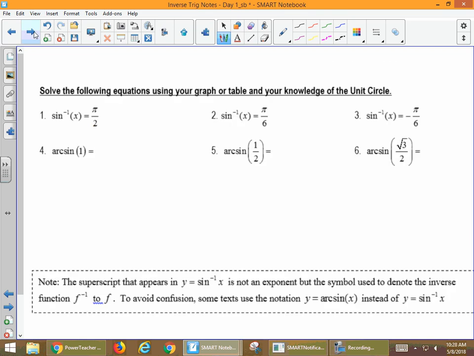Okay? So here's how we use it. Here are a couple ways that you can see this. When you're doing sine inverse, there are two ways that you can see it written. Sine to the negative first or arc sine. Those are the same. So sine to the negative first of x is equal to arc sine of x.